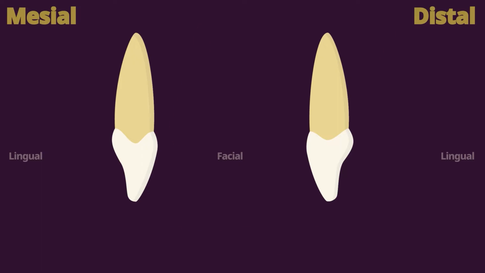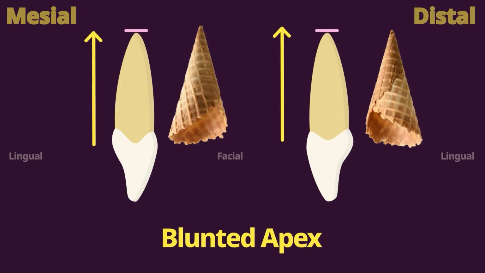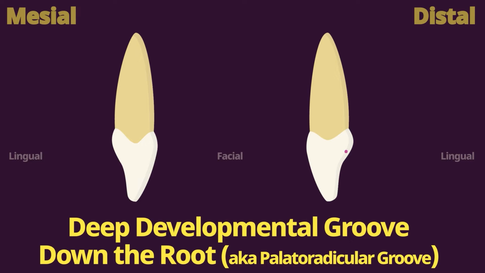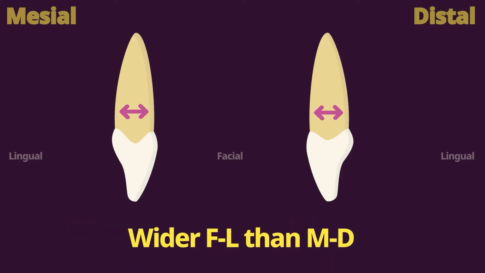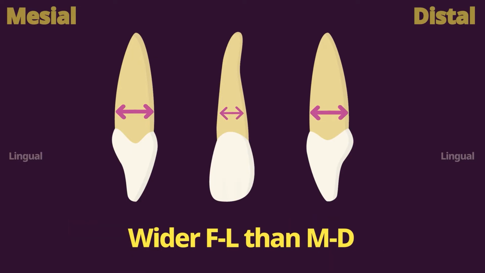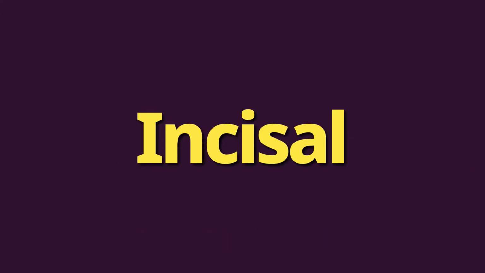The root is cone-shaped, straight, with a blunted apex. There's often a deep developmental groove that's quite common on the distal aspect of the root. The root of the maxillary lateral incisor is wider facial lingually than it is mesial distally. Let's look at the incisal view of this tooth.